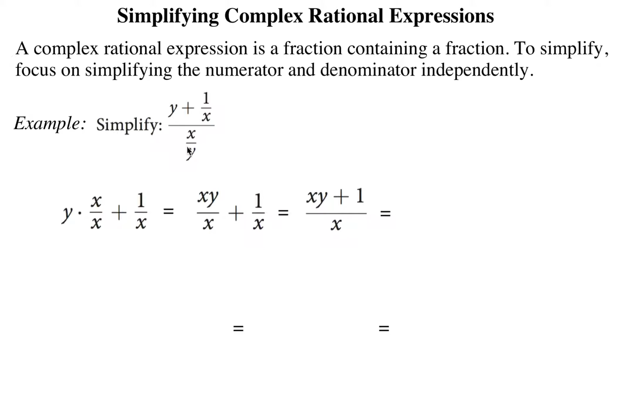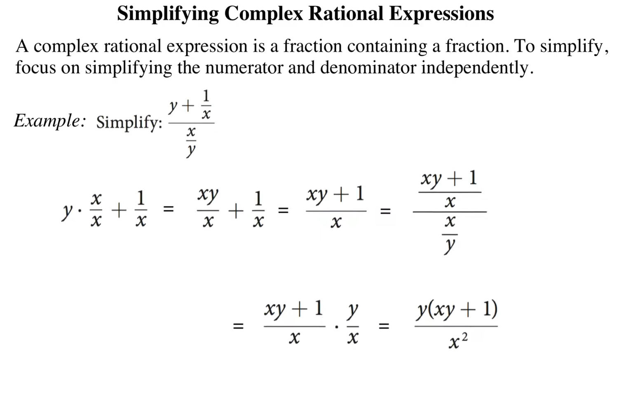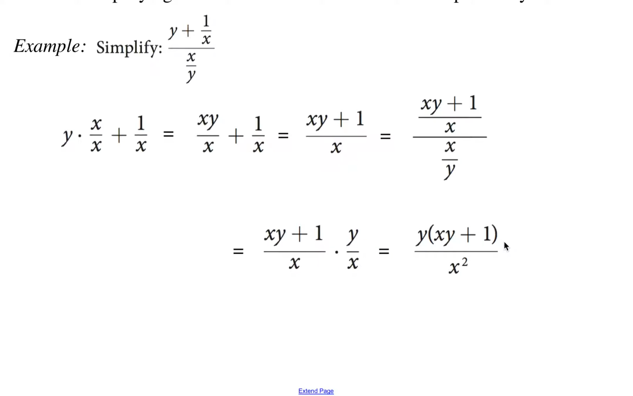Okay, so now what I'm going to do is I'm going to go ahead and take that and I'm going to multiply by the reciprocal of the denominator. Here it's written with the fraction bar in it. So now I'm going to change that division to multiplication, and then I flip the denominator, and that gives me a y times xy plus 1 all over x squared, and that's your final answer. There's nothing that simplifies there.